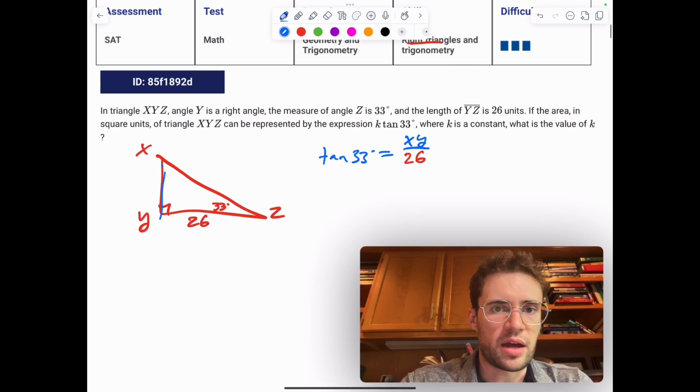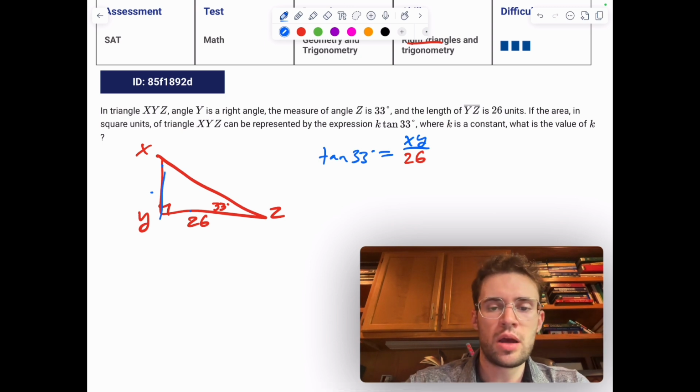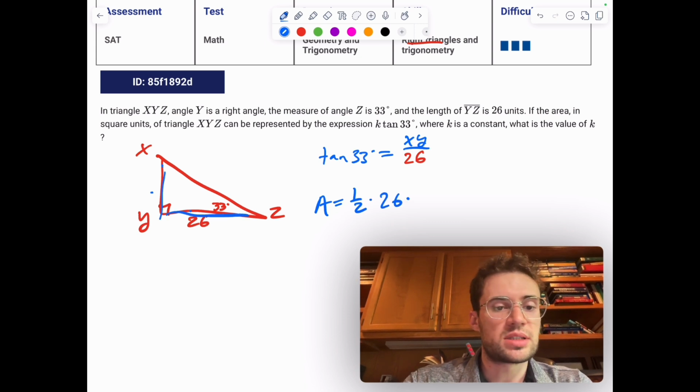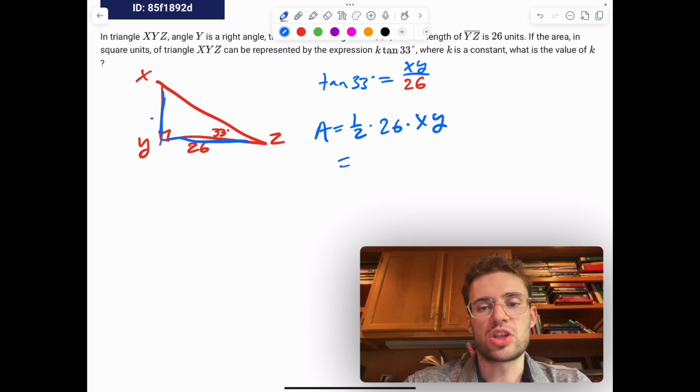Now, for the area of this triangle, because it's a right triangle, the two legs can serve as the base and the height because they meet each other at a right angle. So each of them is the altitude to the other one. So in that case, the area is equal to 1/2 times 26, which is the side down here, times this side that would serve as the height if 26 is the base, so that's XY. 1/2 times 26 times XY is 13XY.